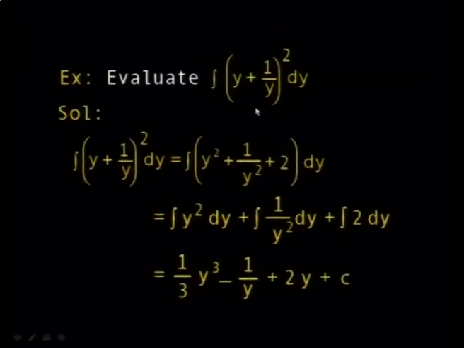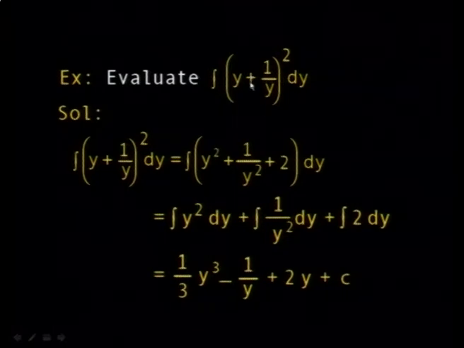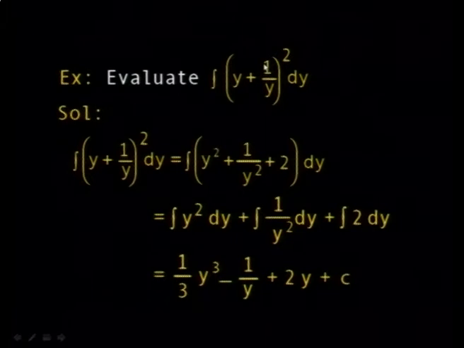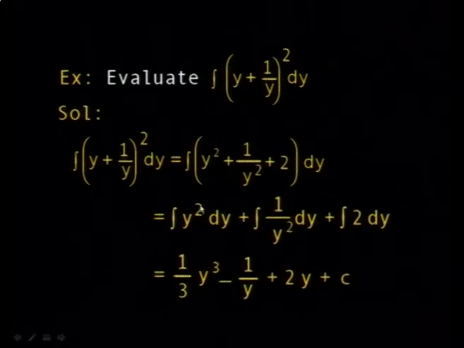The integral of (y plus 1 over y) squared dy. These sorts of integrals are very simple. What you do is expand the bracket. You have y squared plus 1 over y squared plus 2 times y times 1 over y, which gives 2. This is the simplest way of doing it, and probably even the only way. And then you integrate term by term.